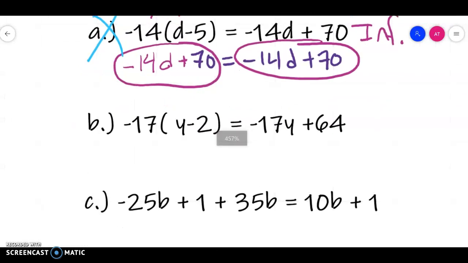So let's try B out and see if we get lucky. Negative 17 times a y is negative 17y. A negative times a negative is a positive. 17 times 2 is going to be what? 34.